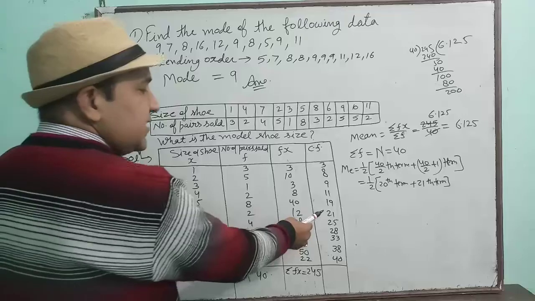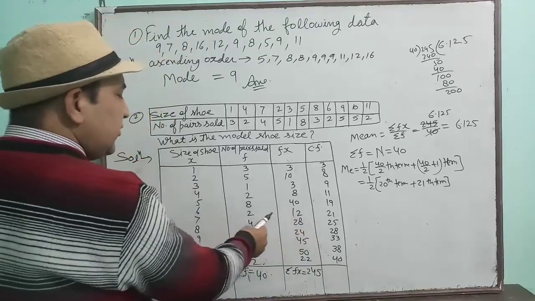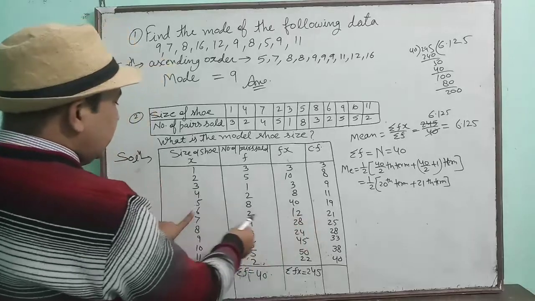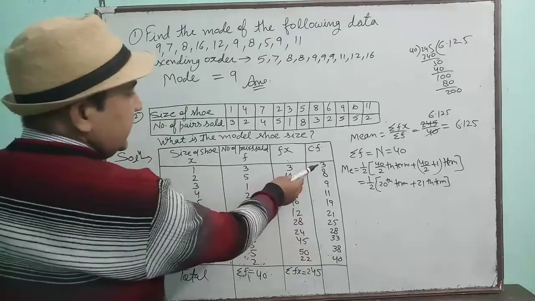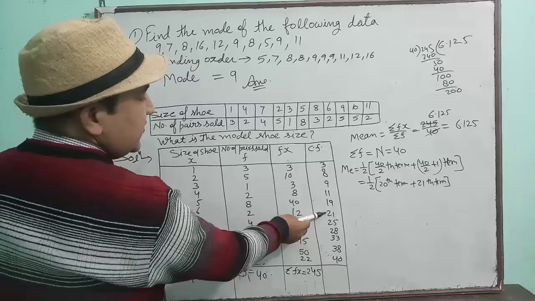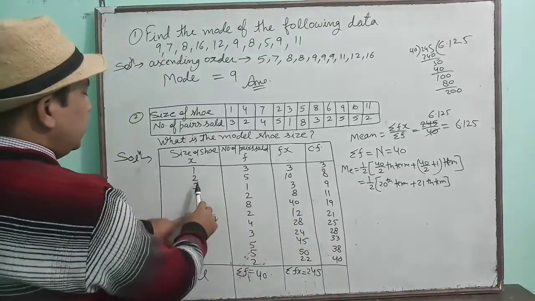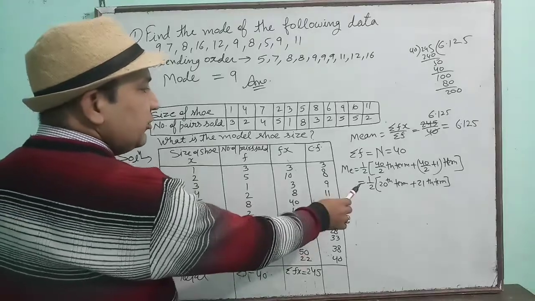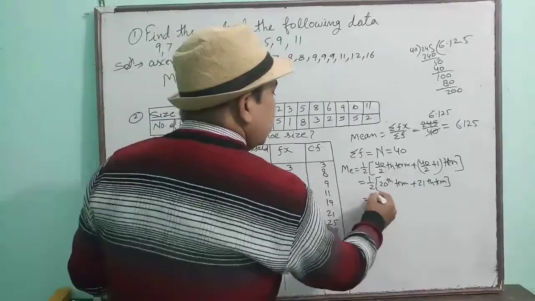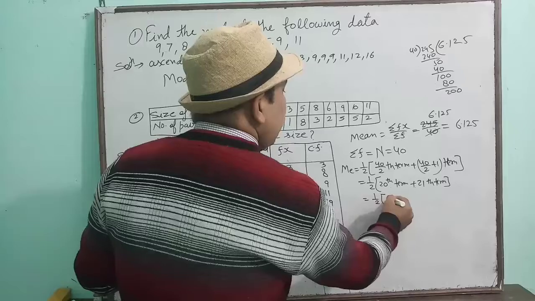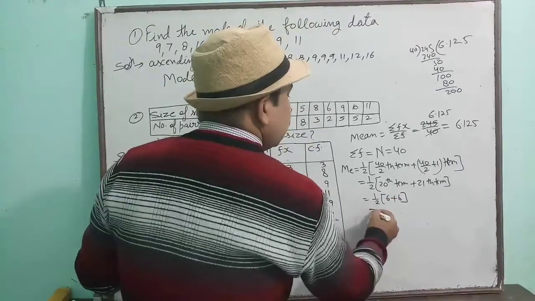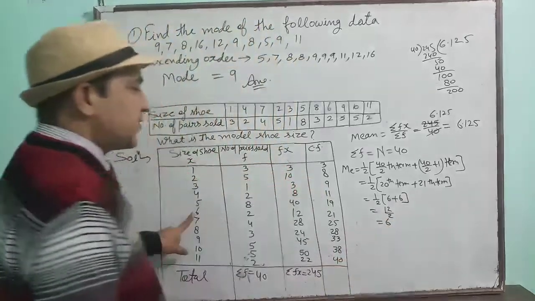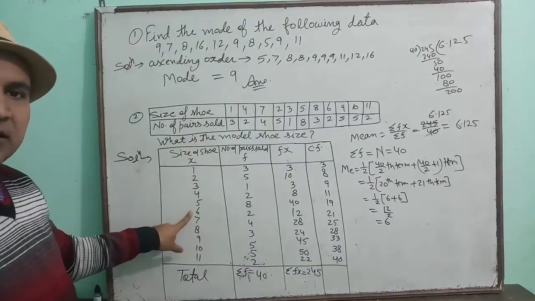And what do we see in front of this? In front of this we see the observation. In front of 21 the observation is 6. Here 1, 2, 3, 4, 5, 6. At the 6th number, 1, 2, 3, 4, 5, 6. That means 6 is the 20th observation and the 21st also. So 1 by 2 into 6 plus 6, that means 12 by 2, that is 6. The median is 6 here.